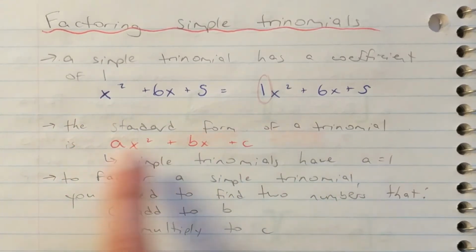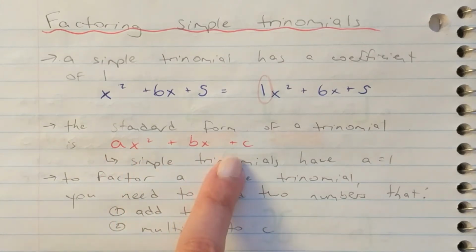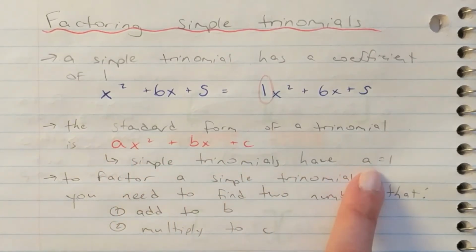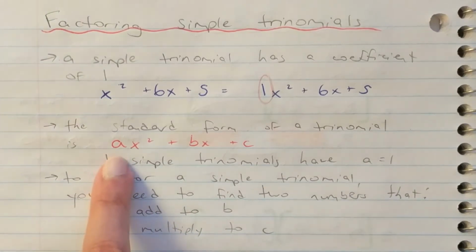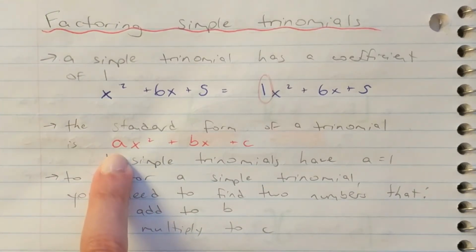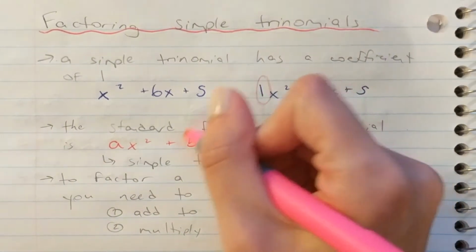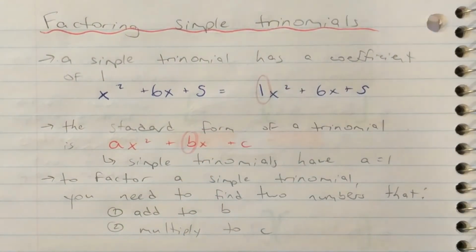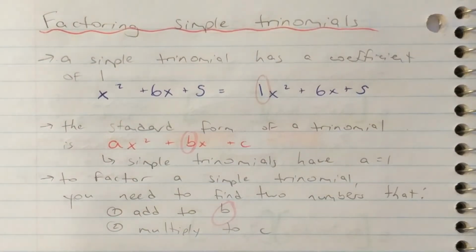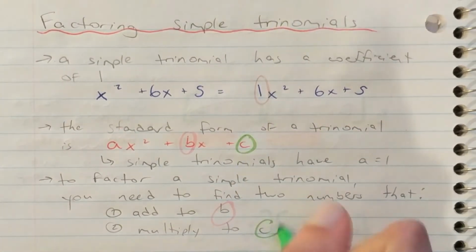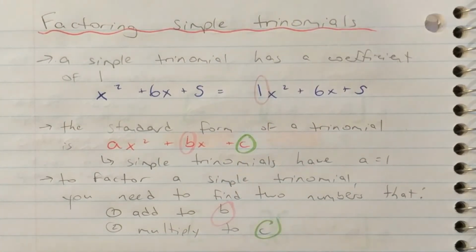So recall the standard form of a trinomial is ax squared plus bx plus c. And simple trinomials have an a equal to 1, right? So that a is equal to 1, therefore there's no coefficient of x squared. In order to factor a simple trinomial, we need to find two numbers that add to b, i.e. that add to our middle coefficient. And we need to find the same two numbers that multiply to c. And in this case, c is our solo number at the end there.